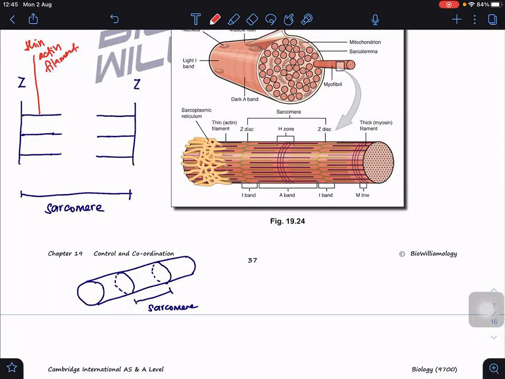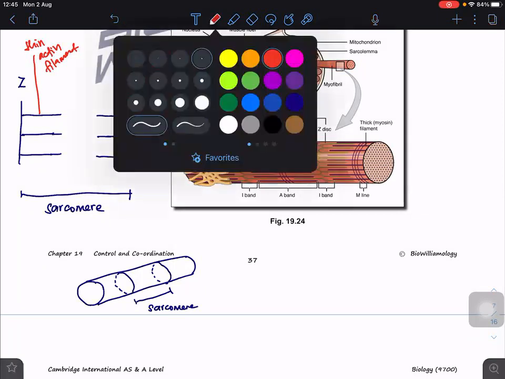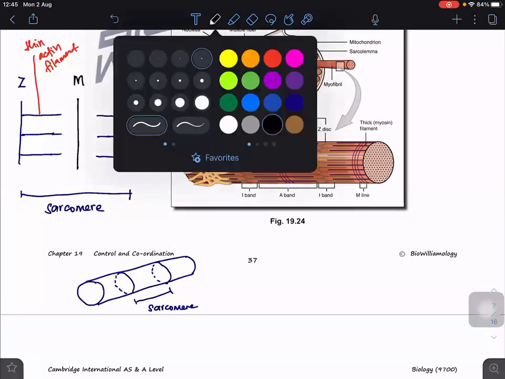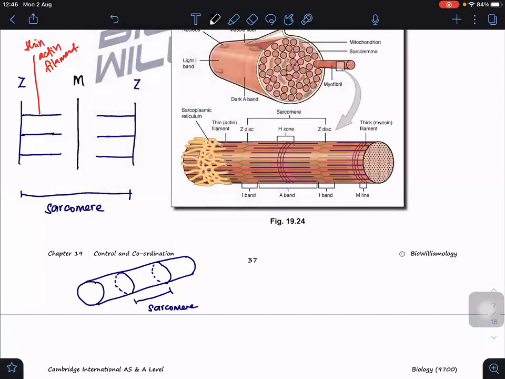At the middle of the Z lines, you're going to have another line, known as the M line, for middle. So we have the Z line and the M line. What's the function of the M line? The M line holds the thick myosin filaments. So you can see the thick myosin filaments. Are you clear?